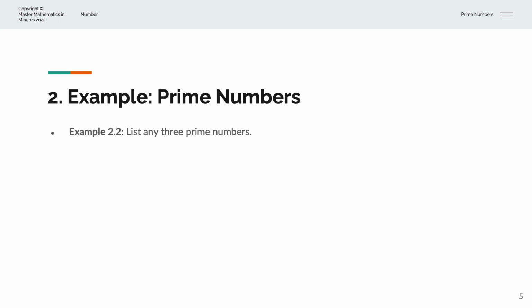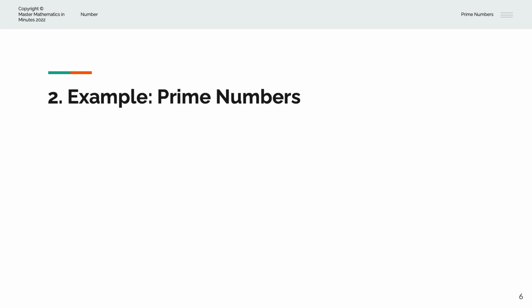In the second example, we're asked to list any three prime numbers. So we have 19, 23, and 29. So these three numbers are only divisible by itself and the number 1, and no other number.